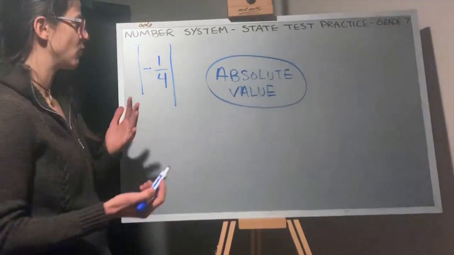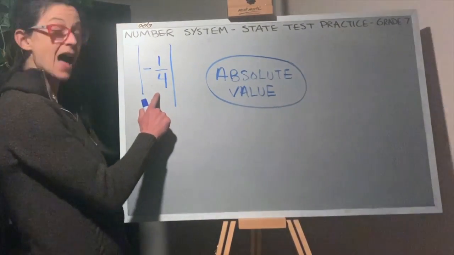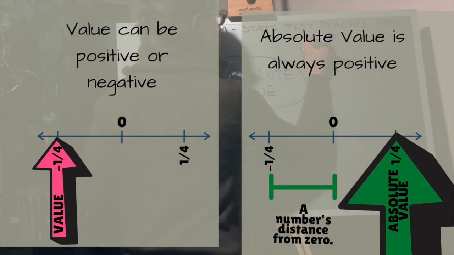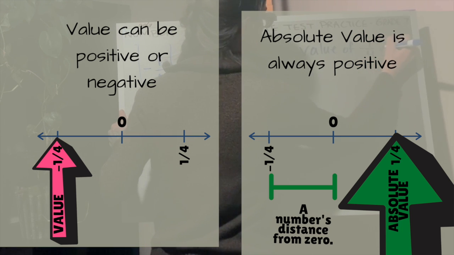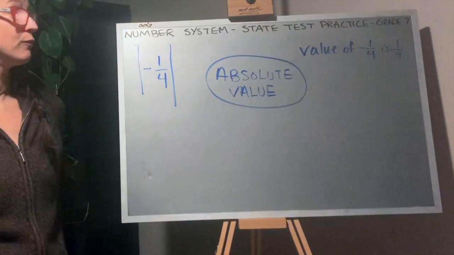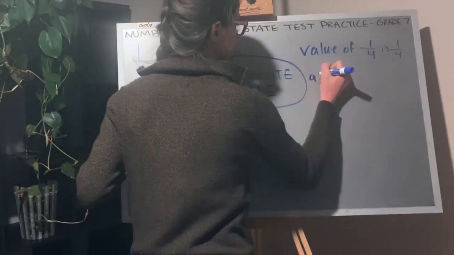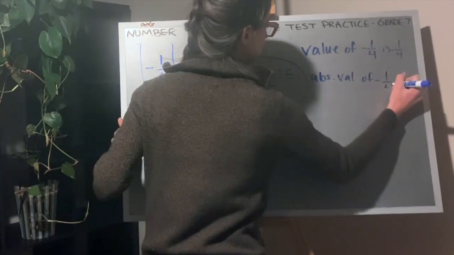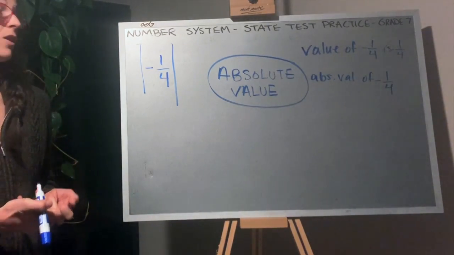We want to think about, well, first of all, what is absolute value? The value of a number, the value of negative 1/4 is negative 1/4. The absolute value tells us how far away negative 1/4 is from 0.